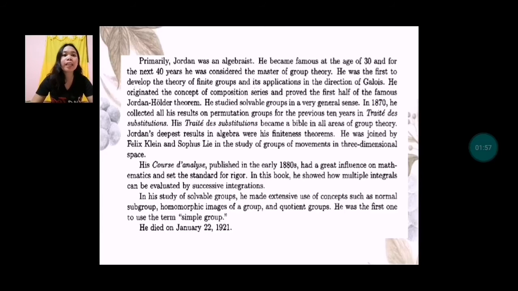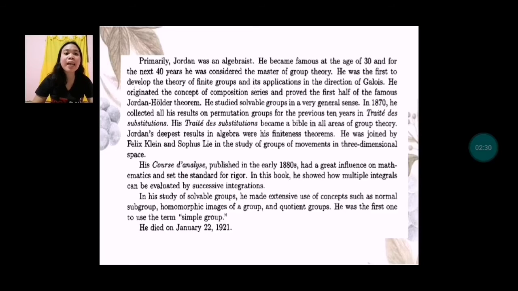In 1870, he collected all his results on permutation groups for the previous 10 years in Traité des substitutions. And his Traité des substitutions became a Bible in all areas of group theory. Jordan's deepest results in algebra were his finiteness theorems. He was joined by Felix Klein and Sophus Lie in the study of groups of movements in three-dimensional space.